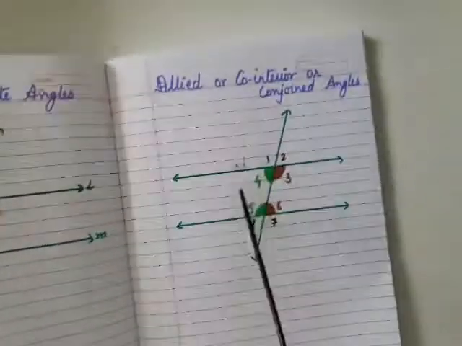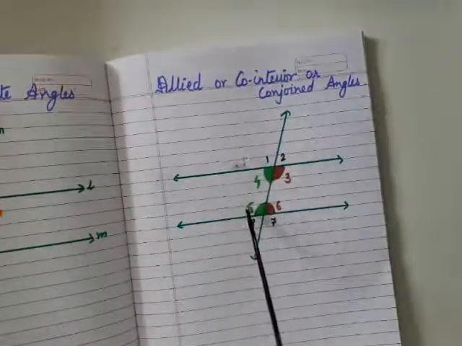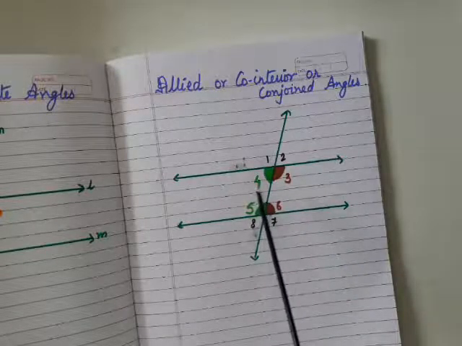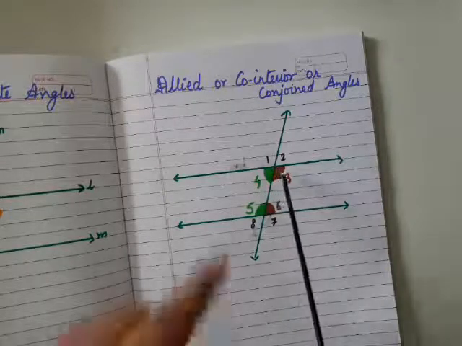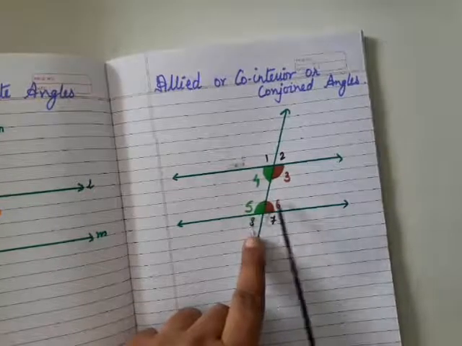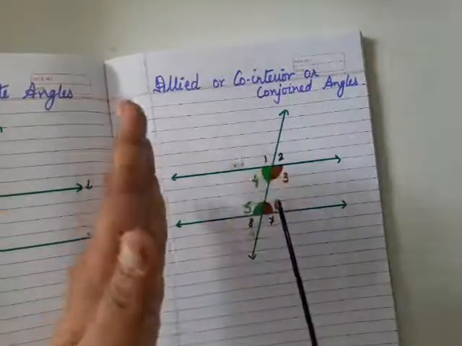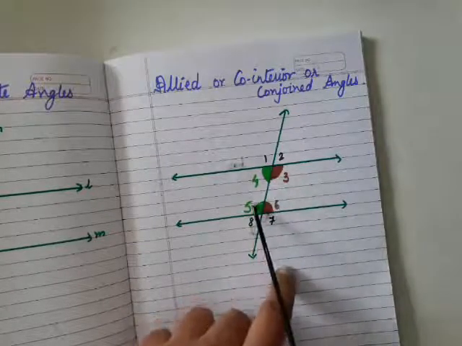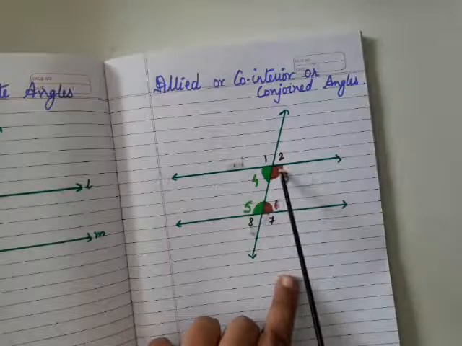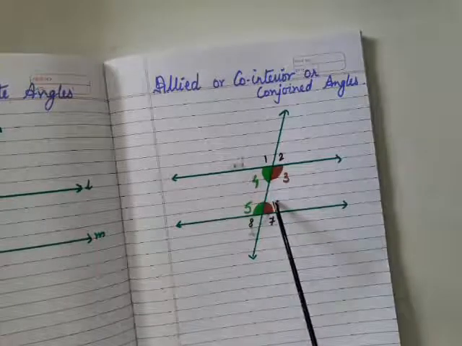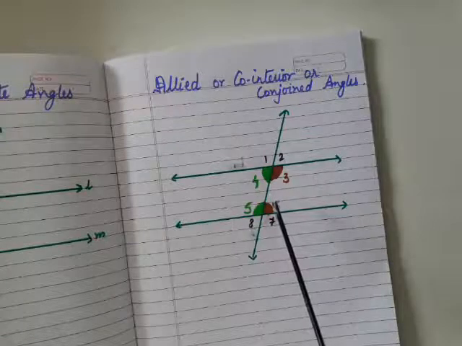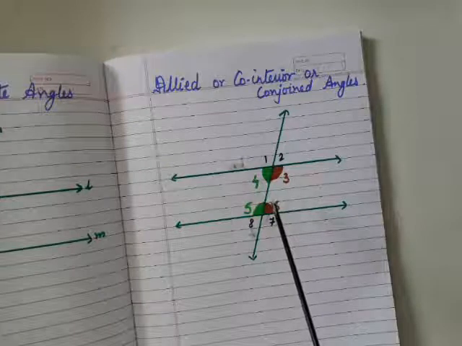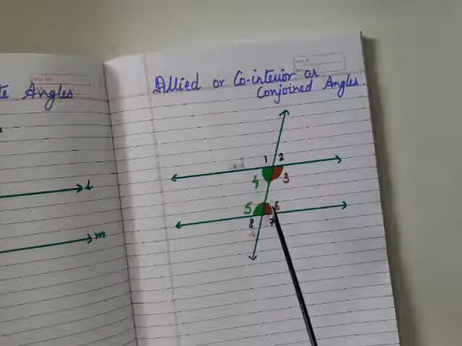Next are the co-interior angles. Co-interior, allied, or conjoint all mean the same. Allied means aligned, that is, on the same side. As we are talking about interior angles, we are talking about these 4 angles only, and the ones on the same side of the transversal are 4 and 5, and on this side 3 and 6. So 4 and 5 are allied angles, and in the same way 3 and 6 are allied angles. So whenever two parallel or non-parallel lines are intersected by a transversal, you have two pairs of allied interior angles and two pairs of interior alternate angles.